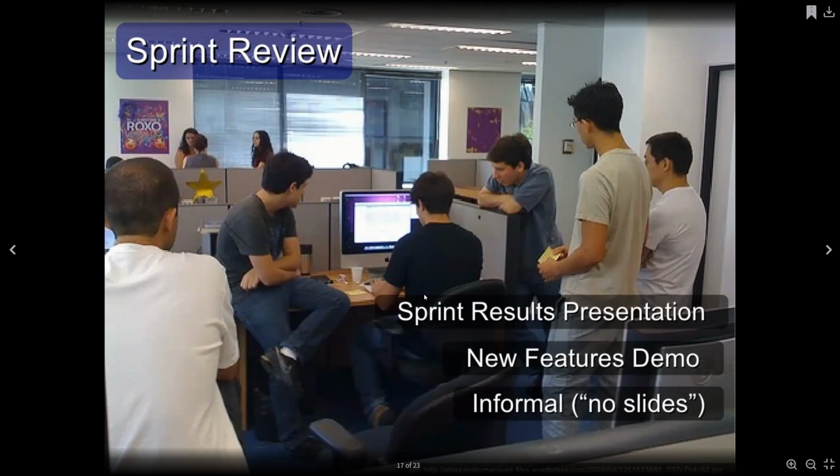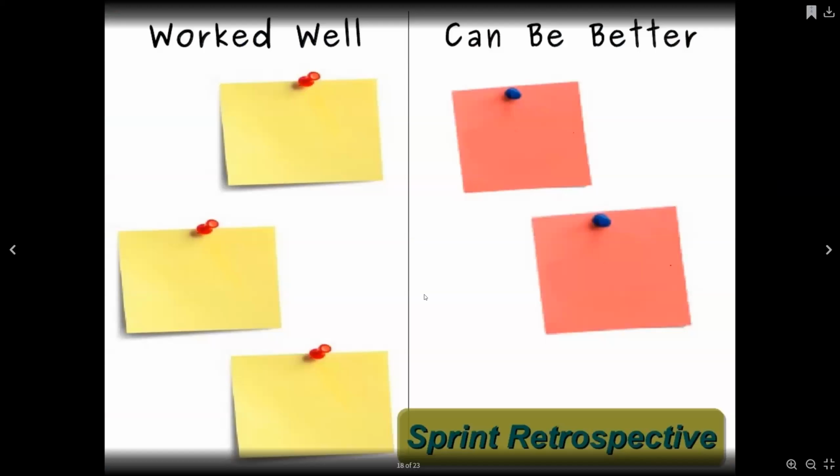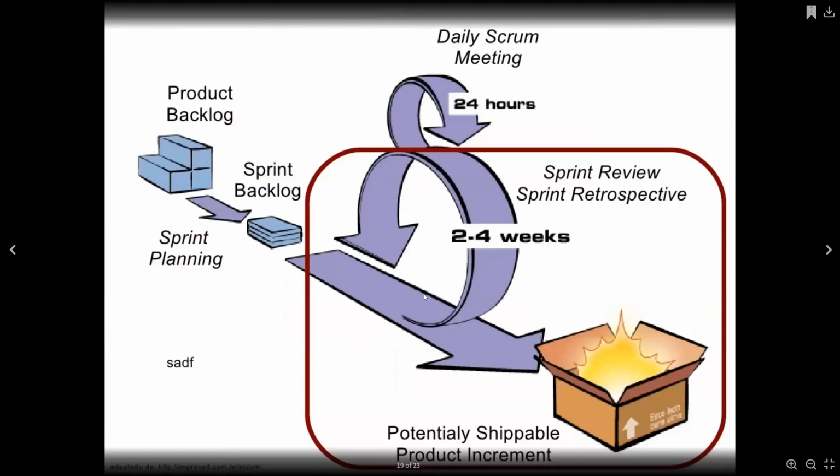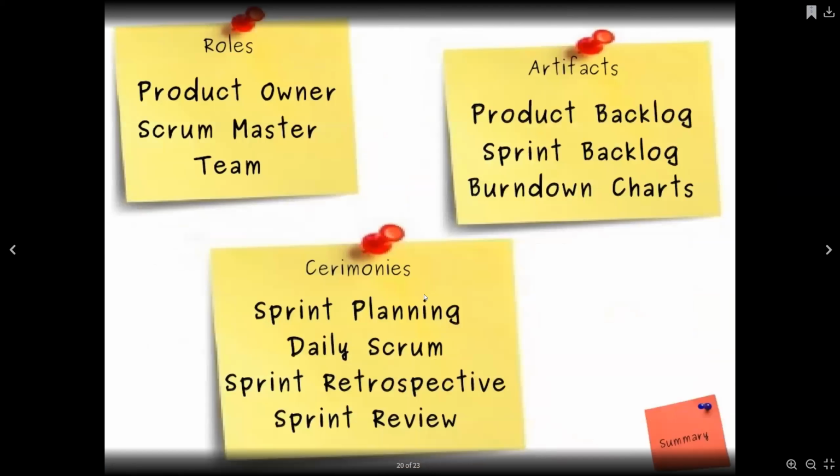Sprint retrospective is different from the review. Review is a demo of what has been done to show it and make sure it's doing what it's supposed to do. The retrospective is looking at what worked well in this sprint, what can we do better, and all that good stuff, sort of feedback for the team. And so those are the sprint review and sprint retrospective. That happens before the product is shipped.